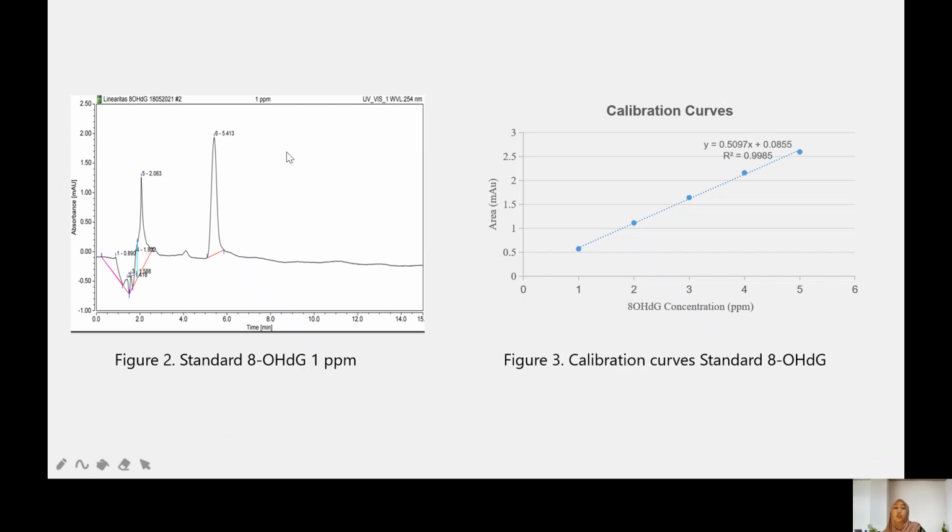For figure 2, it shows the chromatogram of the 8-OHdG standard, 1 ppm, in HPLC. So the standard has a retention time of 5.413 minutes. And then figure 3 shows the calibration curve of the 8-OHdG standard for analysis from 1 ppm to 5 ppm. So the value of regression is 0.9985.